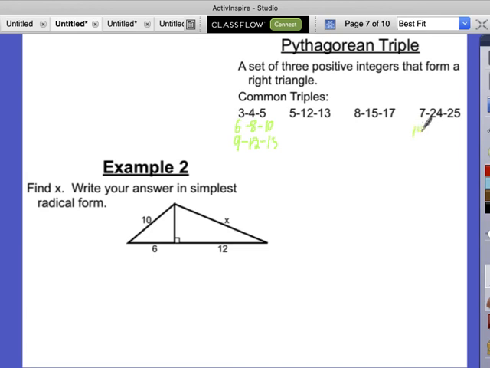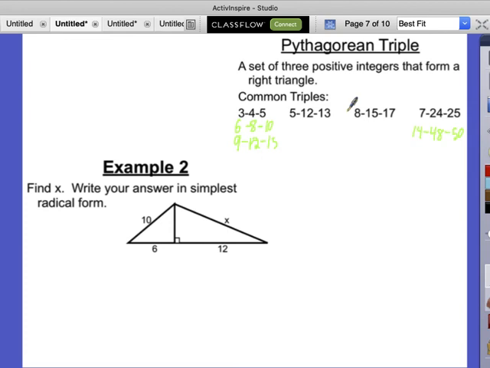You can even do 14, 48, and 50. Now you might not memorize those as often. The most typical ones we see are the 3, 4, 5 and 5, 12, 13. Those are more common. But if you see any of these, they're always going to work. So you always know what the other side is. It's pretty neat.